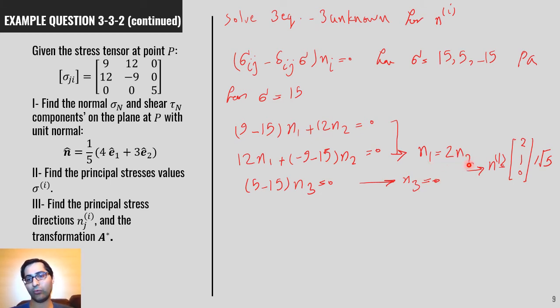We set n2 to 1, so n1 is 2, and we divide it by square root of 5 to normalize the vector.